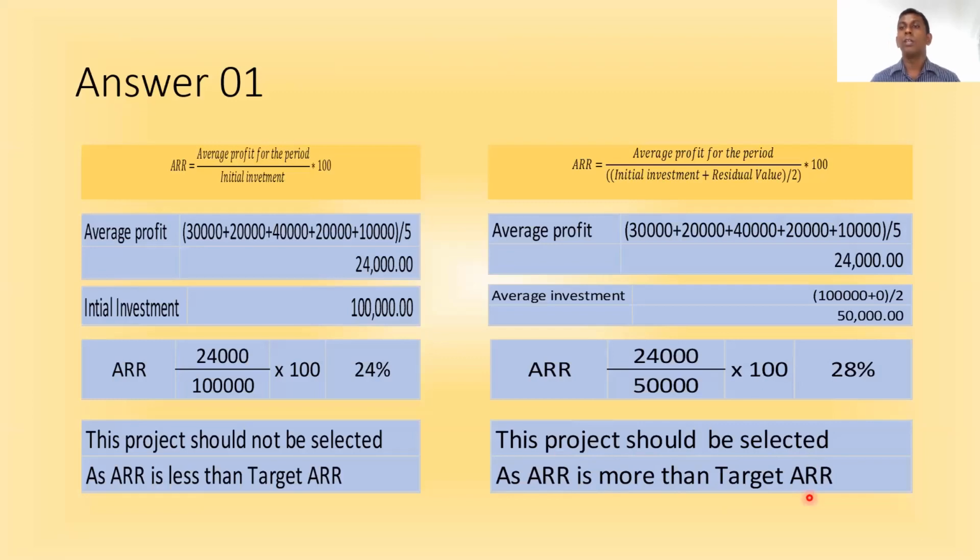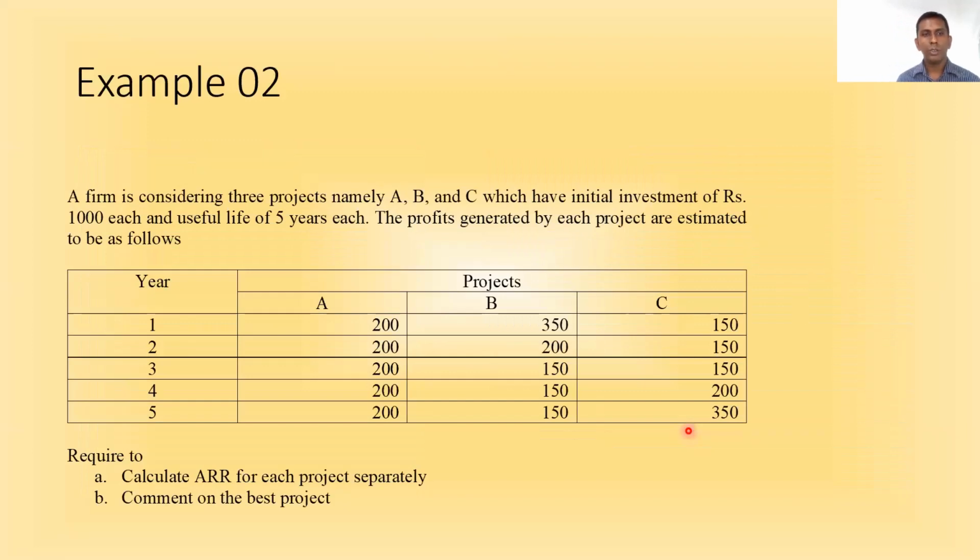Two different methods give you two different options. The initial investment method says reject it, and the average investment method says select it. Don't worry about it, that's the calculation. Okay, go to the next one.